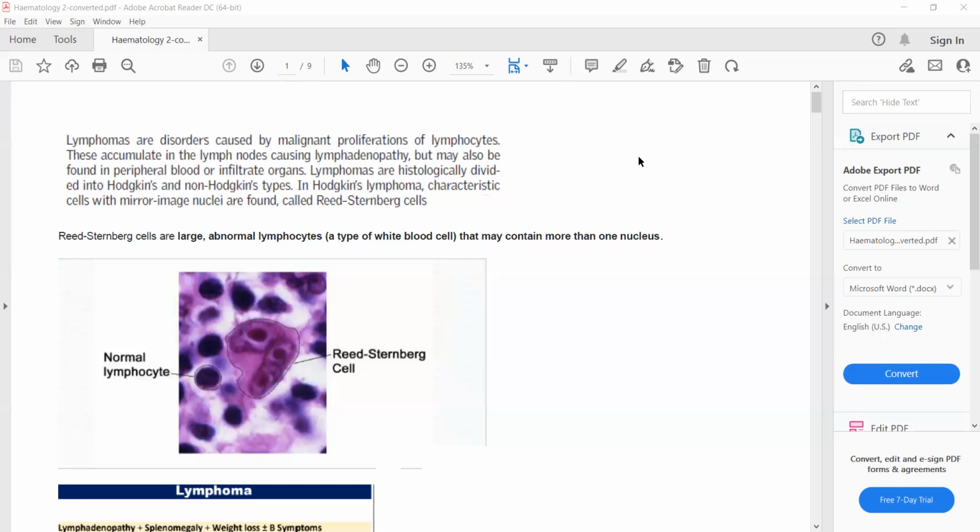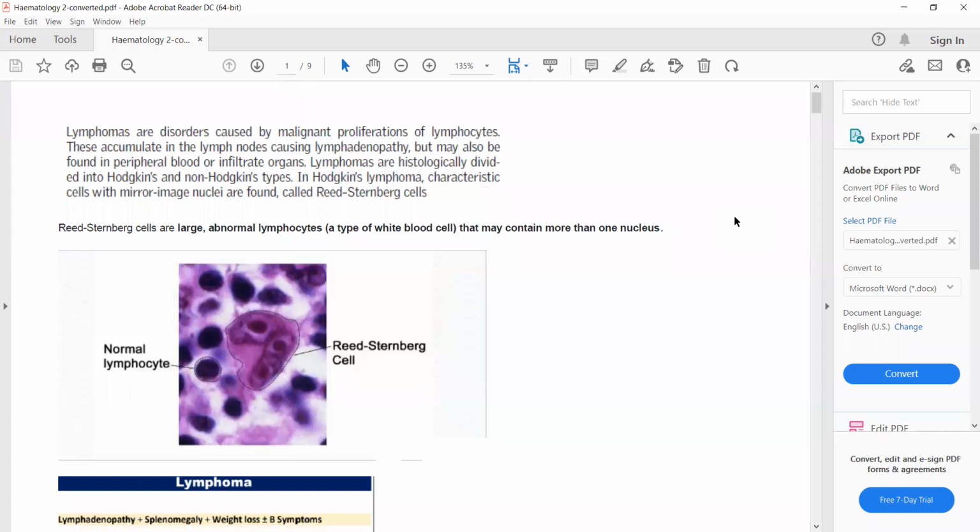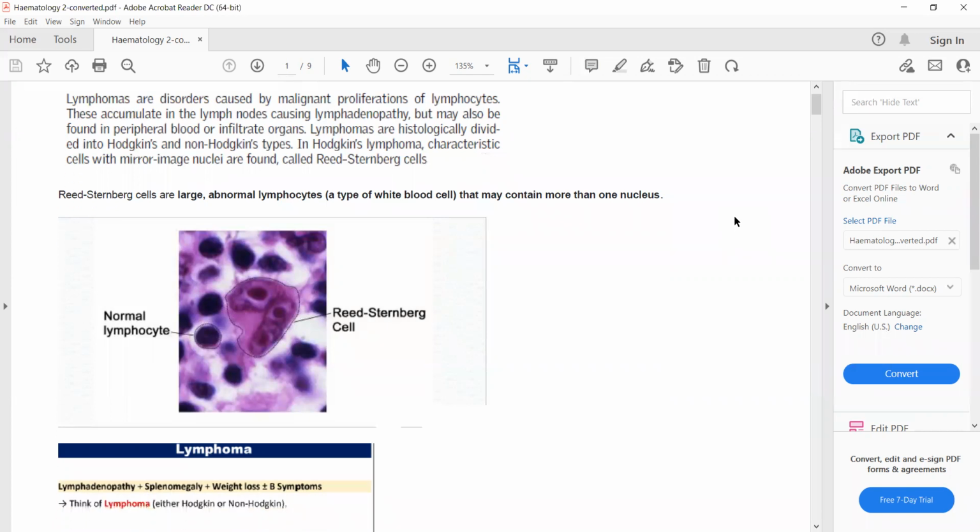So lymphoma is basically a tumor, or malignant proliferation, of lymphocytes. There are two types of lymphoma, Hodgkin lymphoma and non-Hodgkin lymphoma. This is basically a histological division. So if the lymphoma is associated with Reed-Sternberg cells, what are Reed-Sternberg cells? They are large, abnormal lymphocytes, or you can say large multinucleated lymphocytes.